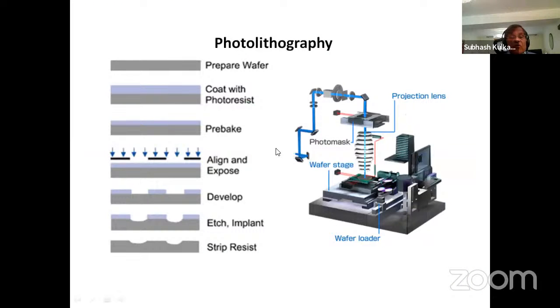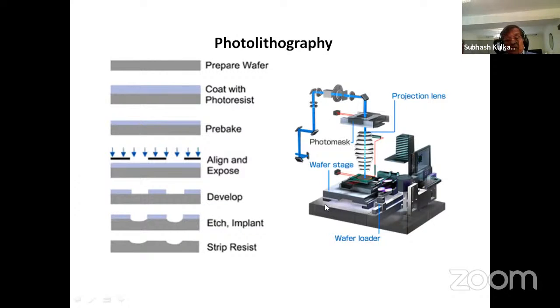For example, in photolithography, this is the machine. Now, this is the very smallest machine that you could see. The next one I'm going to show you is how big the real machines are. But this explains the principle. You prepare the wafer, you coat it with the resist, you pre-bake it, you align and expose it through these slots that are in the mask. And then you develop that photoresist like a photography film. And then you etch through these features with the resist as a mask.